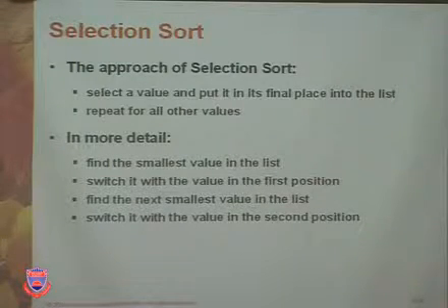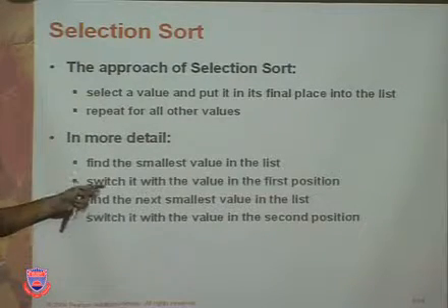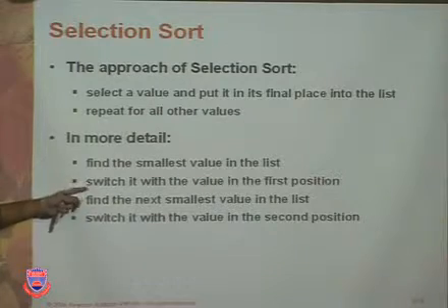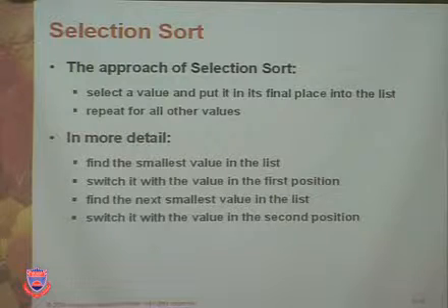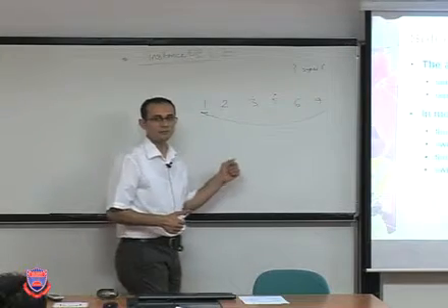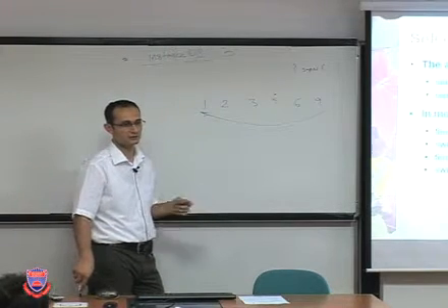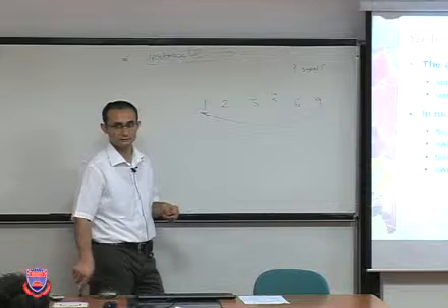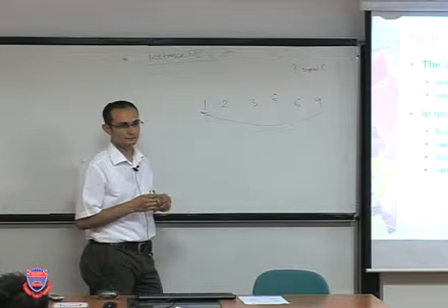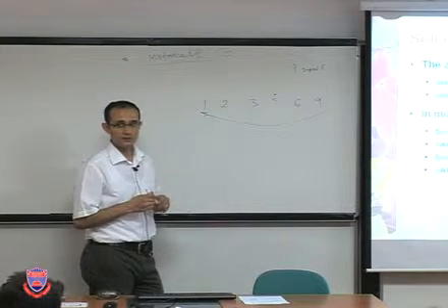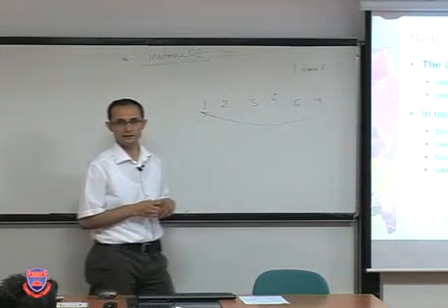You select the value and put it in its final place into the list. Repeat for all other values, which is what we did. Find the smallest value, switch it with the first position, find the next smallest, and switch it to the next position. So what are the things that you need to implement here in order to be able to write the code for this? If I ask you to write the code for selection sort, how would you write it? Basically, you need a loop, right, to iterate on the indices of this.